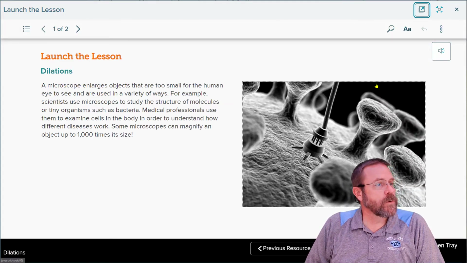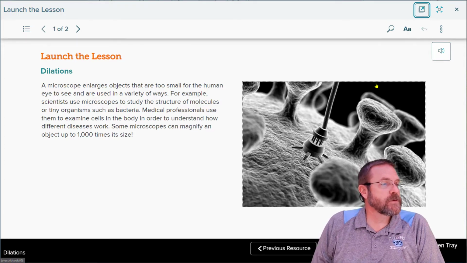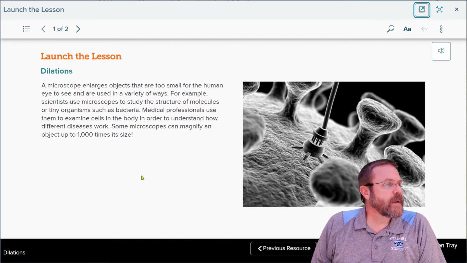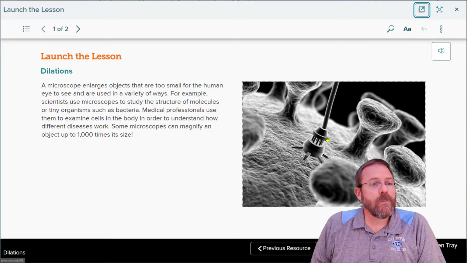A microscope enlarges objects that are too small for the human eye to see and are used in a variety of ways. For example, scientists use microscopes to study the structures of molecules of tiny organisms such as bacteria. Medical professionals use them to examine cells of the body in order to understand how different diseases work. Some microscopes can magnify an object up to 1,000 times its size. And I don't know what tiny little thing, that looks like a man-made thing they're sticking on a cell or something. That's a tiny little man-made thing to be able to see it like that on a cell.